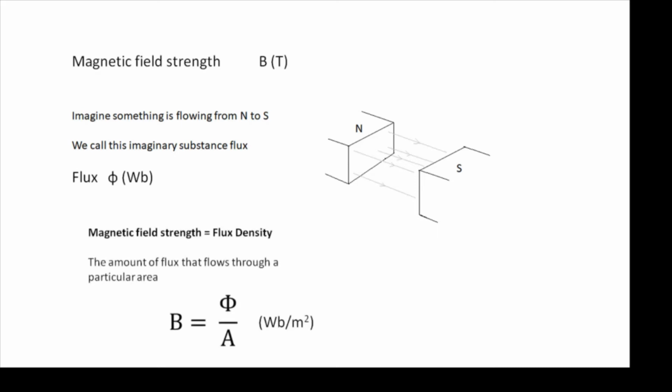Now, magnetic field strength is equal to flux density. In other words, the amount of flux that flows through a particular area is equal to the magnetic field strength. Magnetic field strength, B, equals phi over A, Webers per meter squared. B equals phi over A, a very important equation you should know. So the amount of flux that flows through a certain area tells me the field strength. A Weber per meter squared is equivalent to a Tesla.